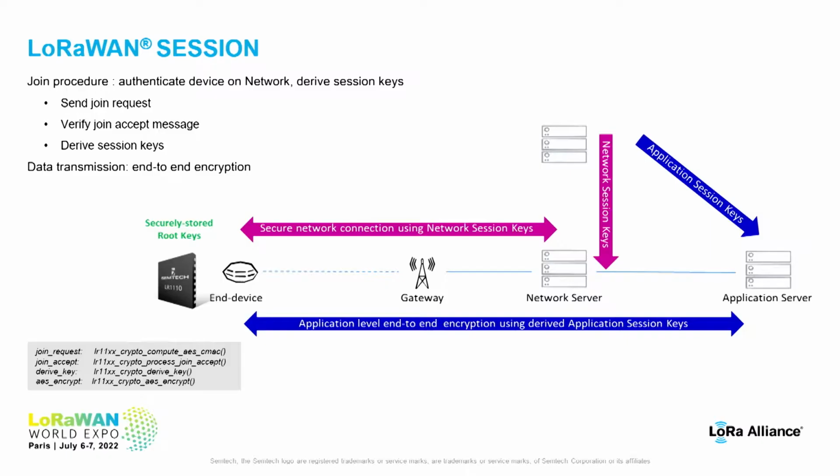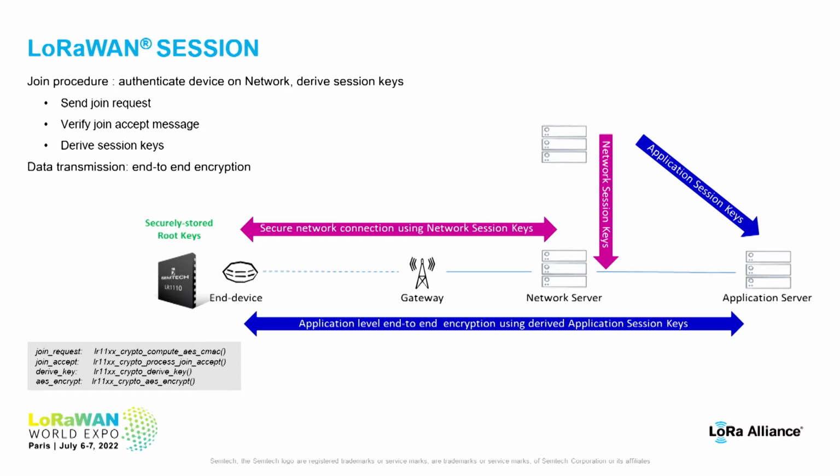So, to initiate a LoRaWAN session, the device will build a join request message using its stored root keys and EUIs and send it to the join server. The message integrity code, called MIC, of the join request will allow the join server to authenticate the device.